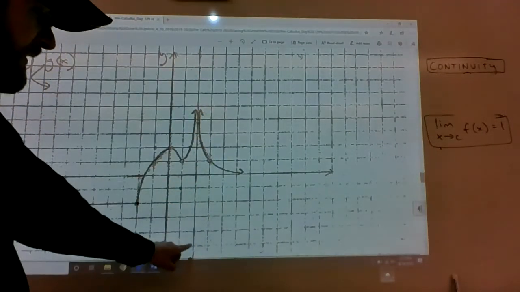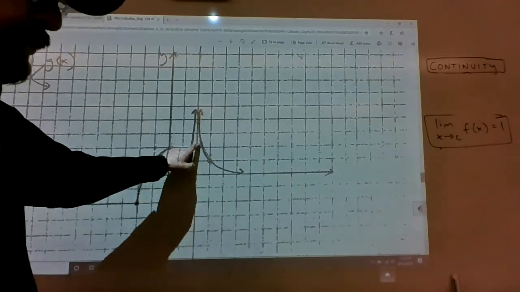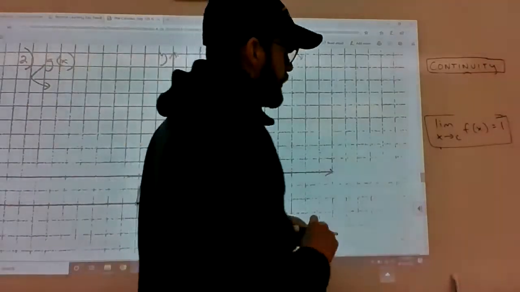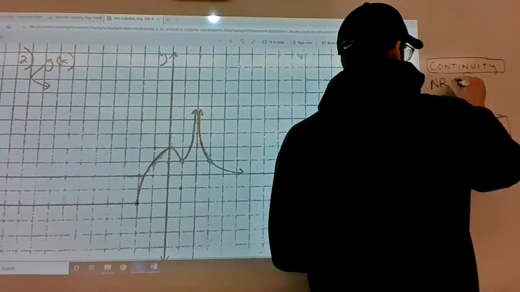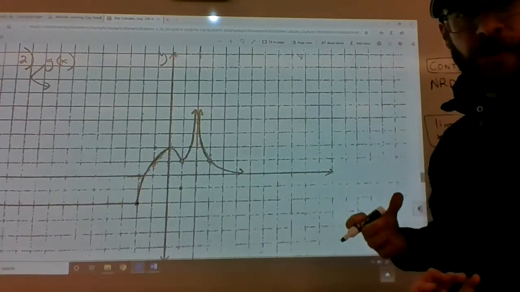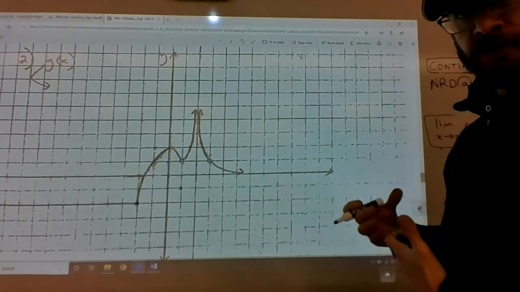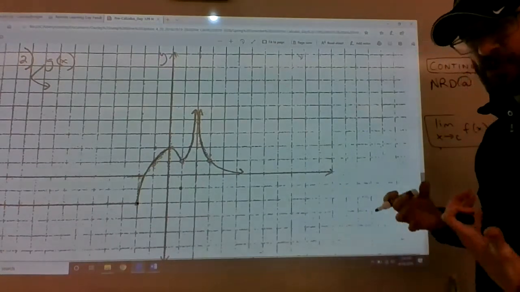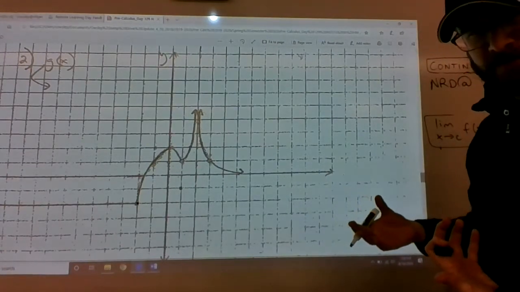So we have a non-removable discontinuity at 2 because it's an asymptote. And make sure you guys are putting NRD for non-removably discontinuous or RD for removably discontinuous. Don't just not put anything in place of it.